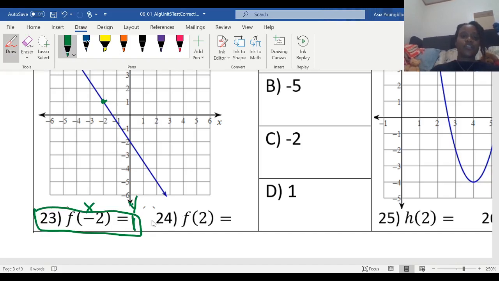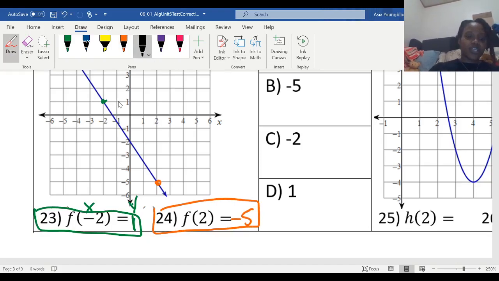Number 24, we're doing the same thing. So we're going to go to 2 on the x-axis, but to now get to our graph, we have to go down to negative 5. So when x is 2, the y value is negative 5. So for 24, you should have negative 5. Let's make sure we have these letters. 23 should be B. 24 should be B.